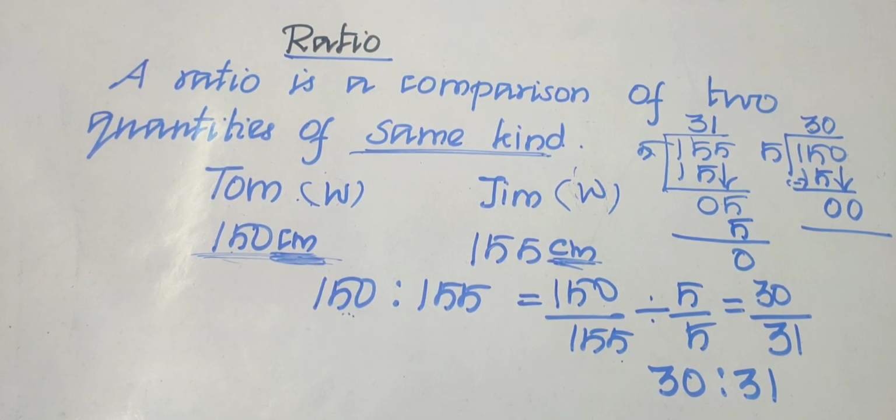Children, we need to make the ratio in the simplest form. We should write the ratios in simplest form. Children, is it clear?